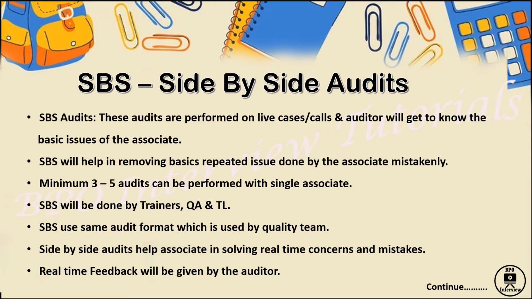Now, the next point here is that a minimum of 3 to 5 audits can be performed for a single associate. Basically, a QA or trainer will be sitting near the associate, so it is very clear that at a time a QA or trainer can do audits for one associate only. There is no certain procedure or SOP set for it, but you can do a minimum of 3 to 5 audits for the associate so that you can understand where the actual issue is. It can be done by a trainer, QA, and TL, as I already informed you guys.